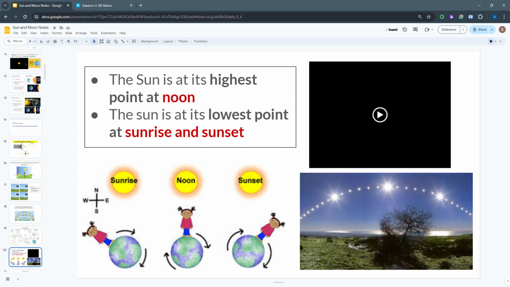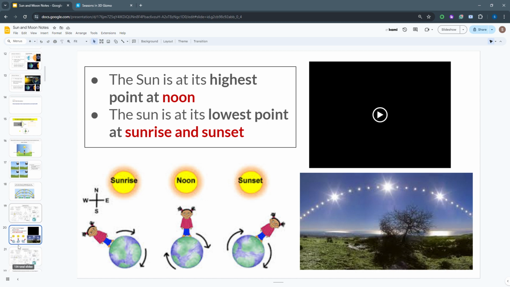Now, the sun is at its highest point at noon. Remember, noon is when, if you're a person rotating on Earth, you're facing the sun directly, and that's when the sun is at its highest. And the sun is at its lowest point during sunrise and sunset when you're starting to move away from the sun, rotating away from the sun with the Earth. That's when the sun is at its lowest point. It's just rising or it's just setting.